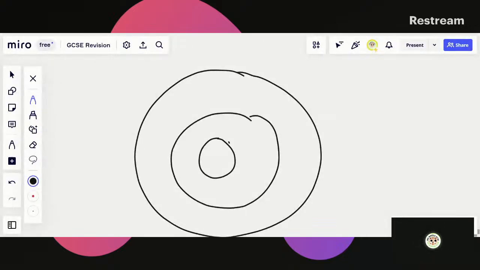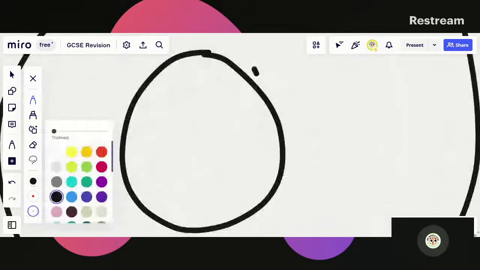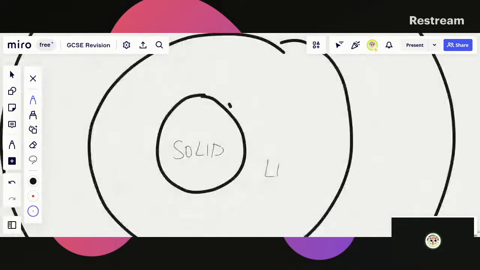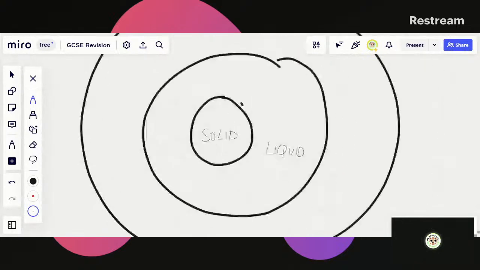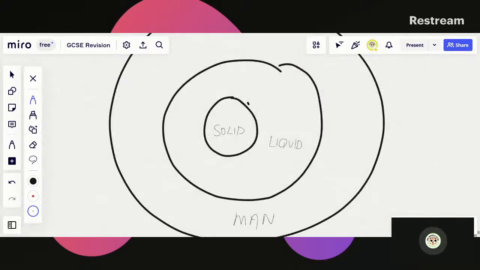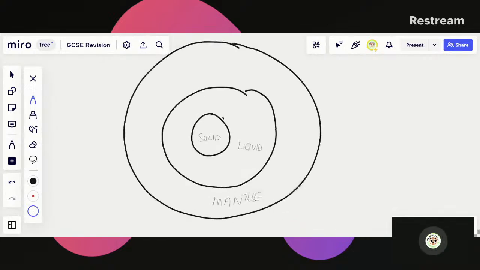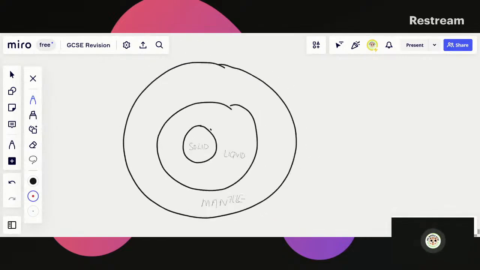So, the inner core is supposed to be solid. The outer core is supposed to be liquid. And the mantle is supposed to be a mixture, so it's supposed to be almost solid, but it's kind of a moving solid. Now, looking at the way waves move has helped us create this structure.